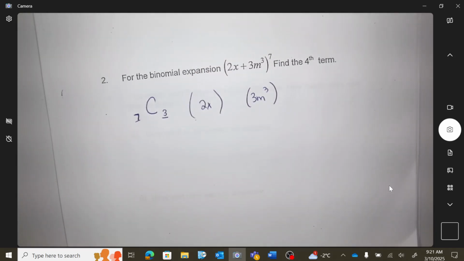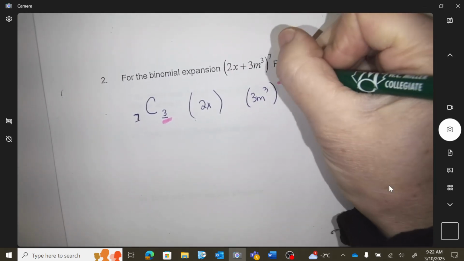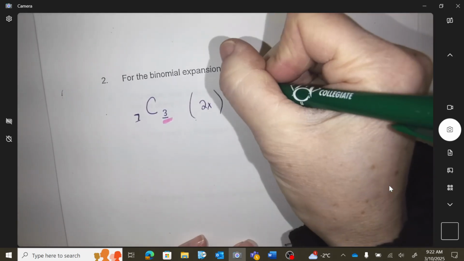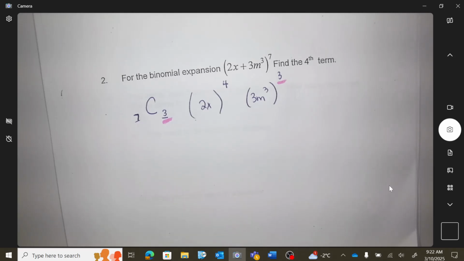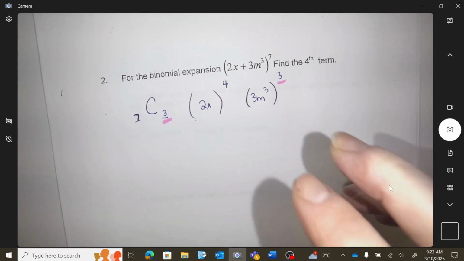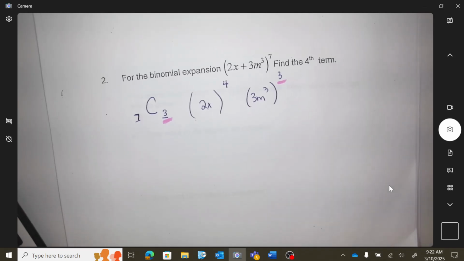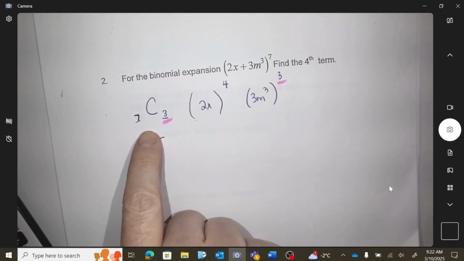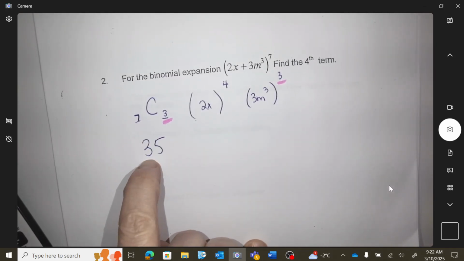I'm going to choose 3, which now means if this is 3, then that is also 3, which means this exponent would have had to be a 4. Make sure this makes 7. Okay, so that's a calculator move. 7 choose 3 is 35.